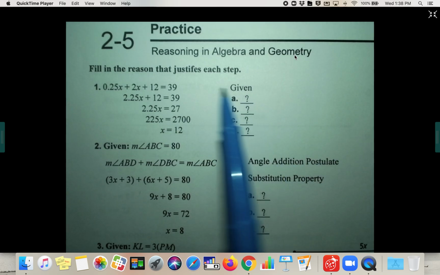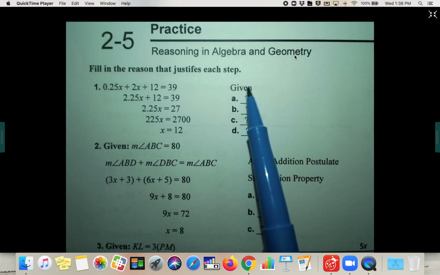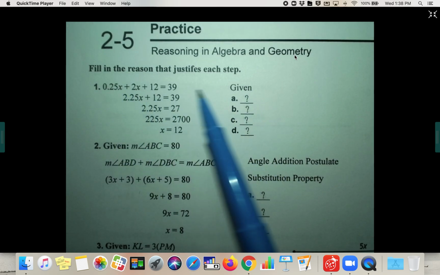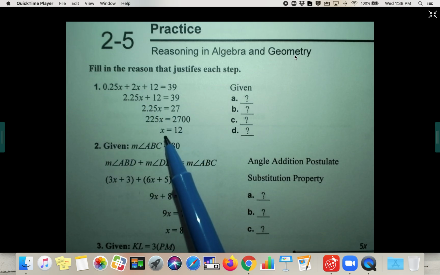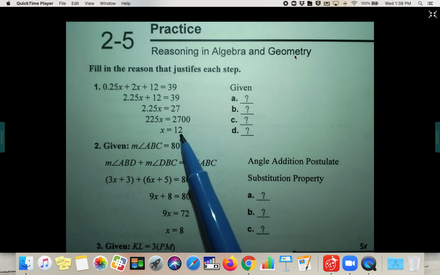So if the first statement is given, that just means it's given to us, that we start there, so it's already given. We're going to write what all of these steps happening are doing. And I know it's simple. You guys are like, I just want to solve it. I just want to get to x equals 12. But because you're practicing being lawyers, you need to prove why each step is what it is.